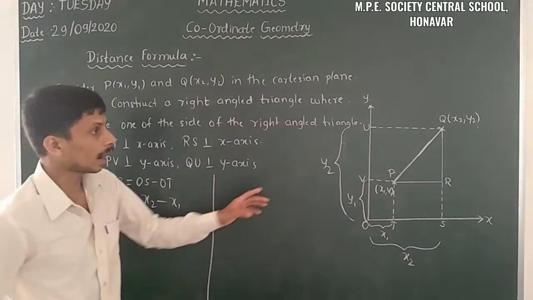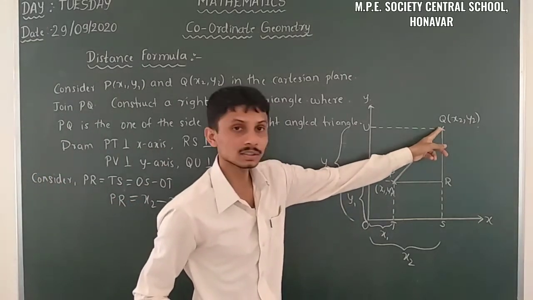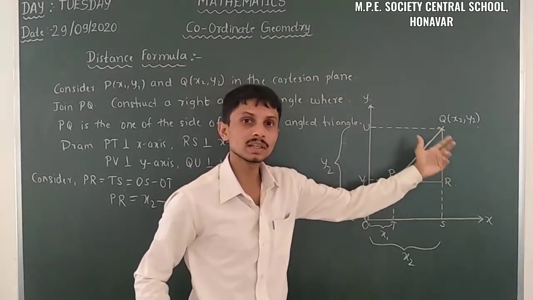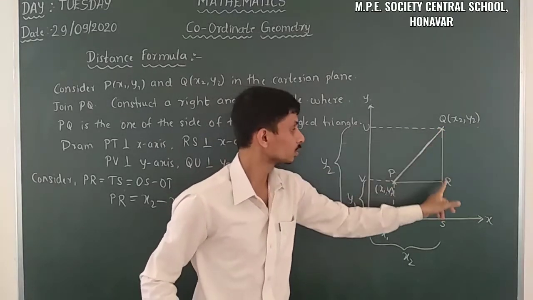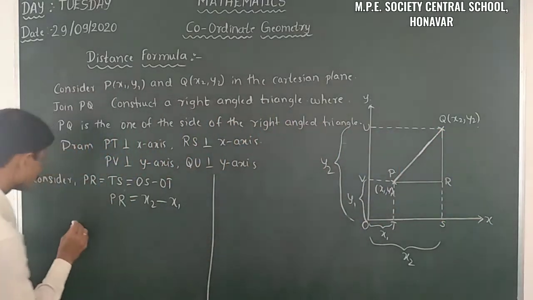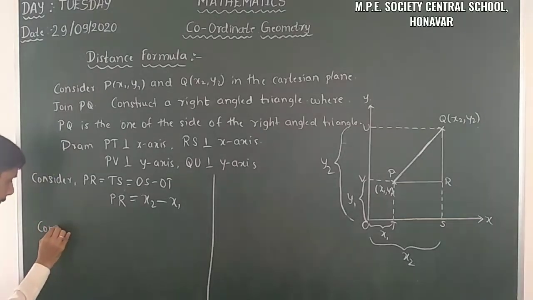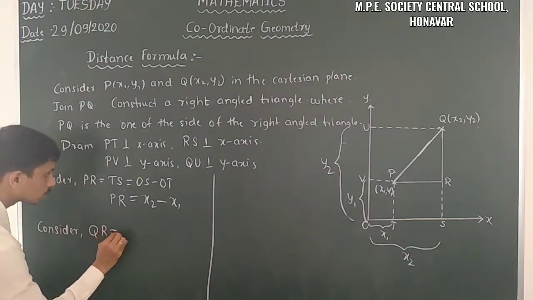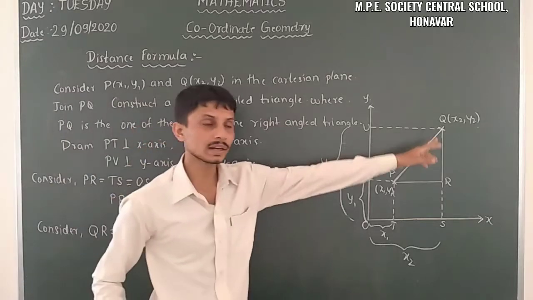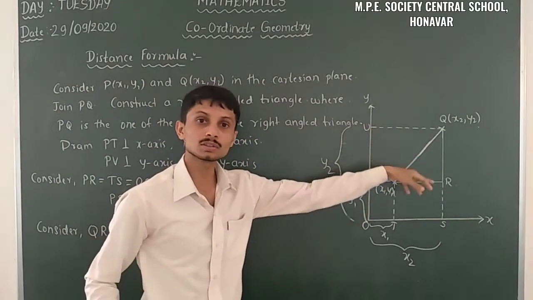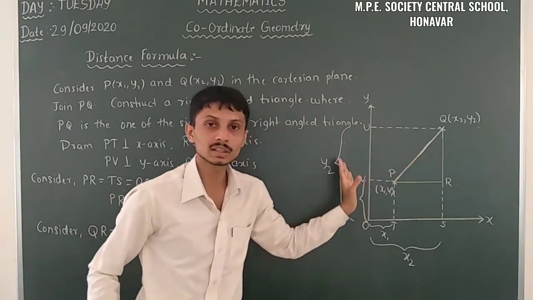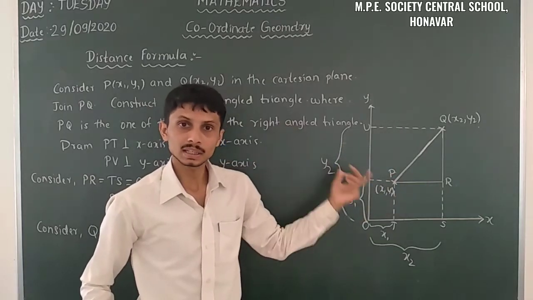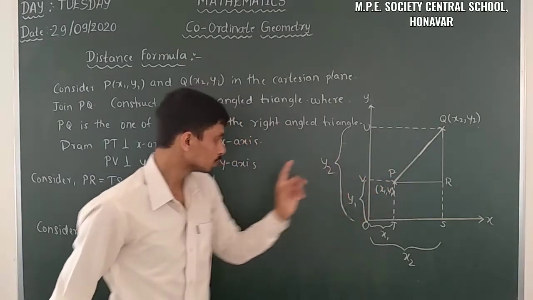Then we also want the value of QR, which is the other side of the right angled triangle. Consider QR is equal to UV. That is because opposite sides of a rectangle are equal. So that's why I will write it as UV.